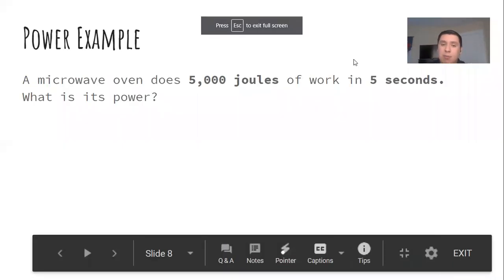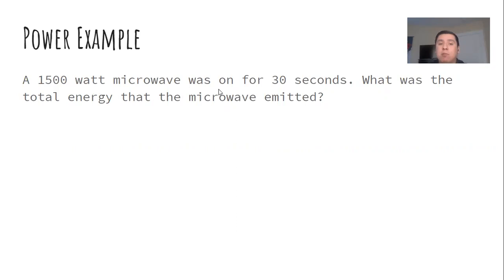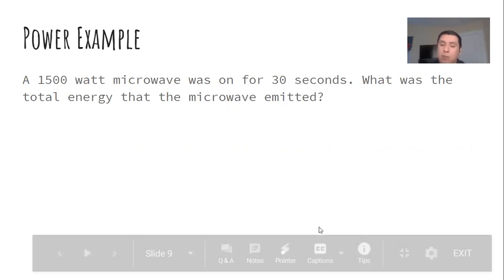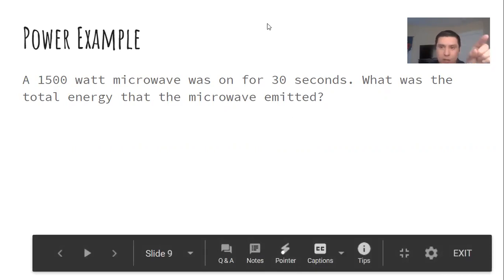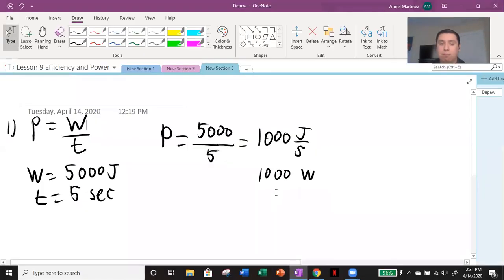And now we have another example. This is a little bit backwards. So a 1,500 watt microwave was on for 30 seconds. What was the total energy that the microwave emitted? So this time I give you the power and the time, but you need to find the energy. So we're working backwards.